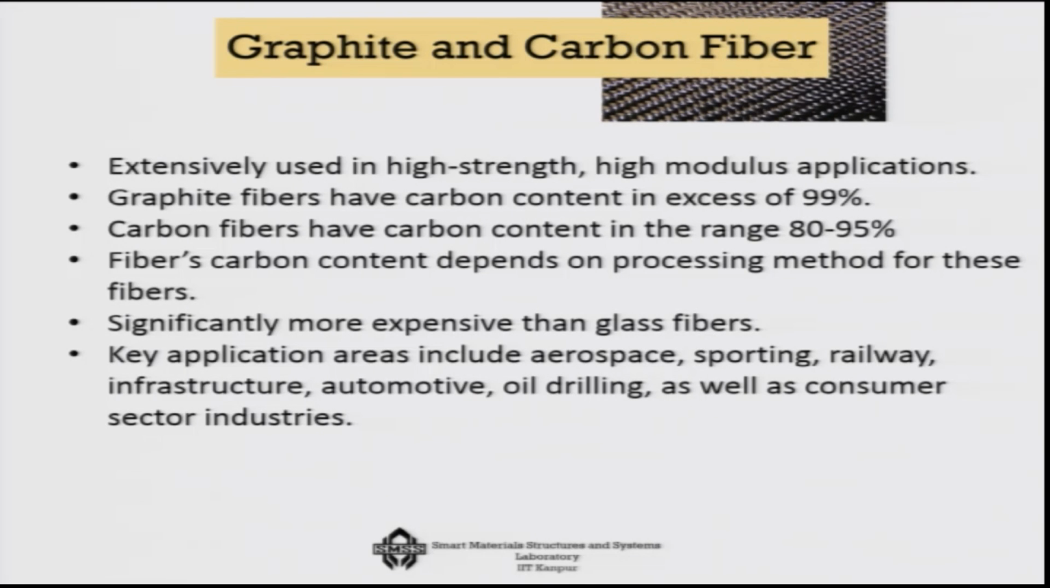Wherever you need good strength and high temperature, you also have graphite and carbon fibers, extensively used in high strength, high modulus applications. Graphite fibers contain carbon in excess of 99%, whereas carbon fibers contain about 80 to 95%. The more the carbon, the better it is in terms of thermal conductivity, strength, high temperature resistivity, etc. How you increase this carbon content will depend on the processing method. There are various processing methods. I would not discuss it here.